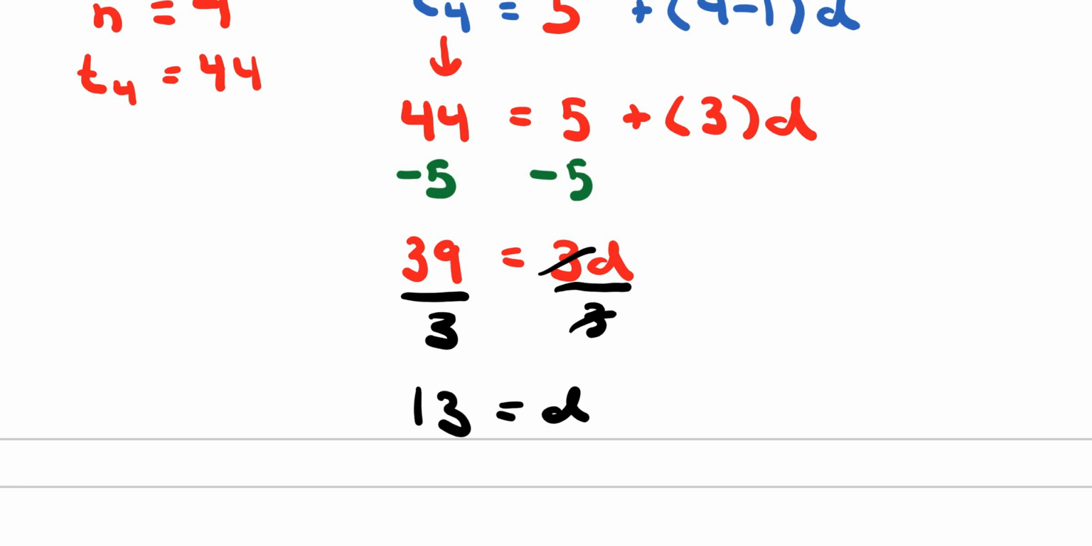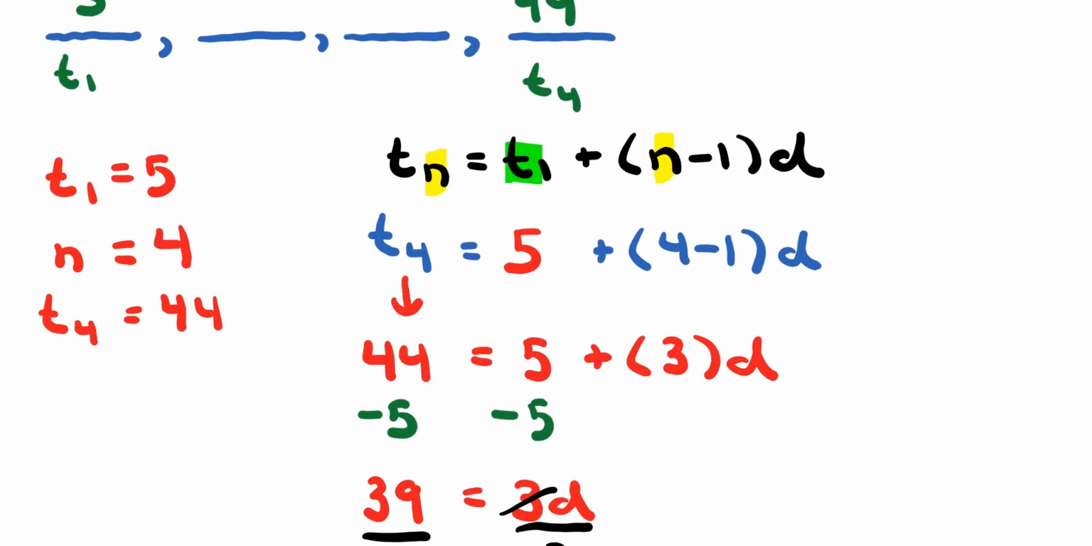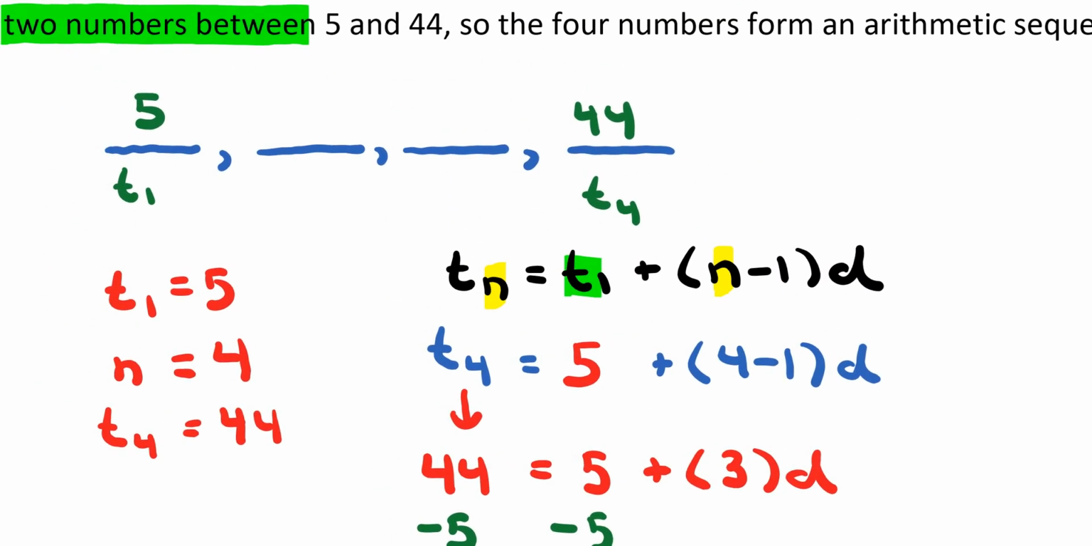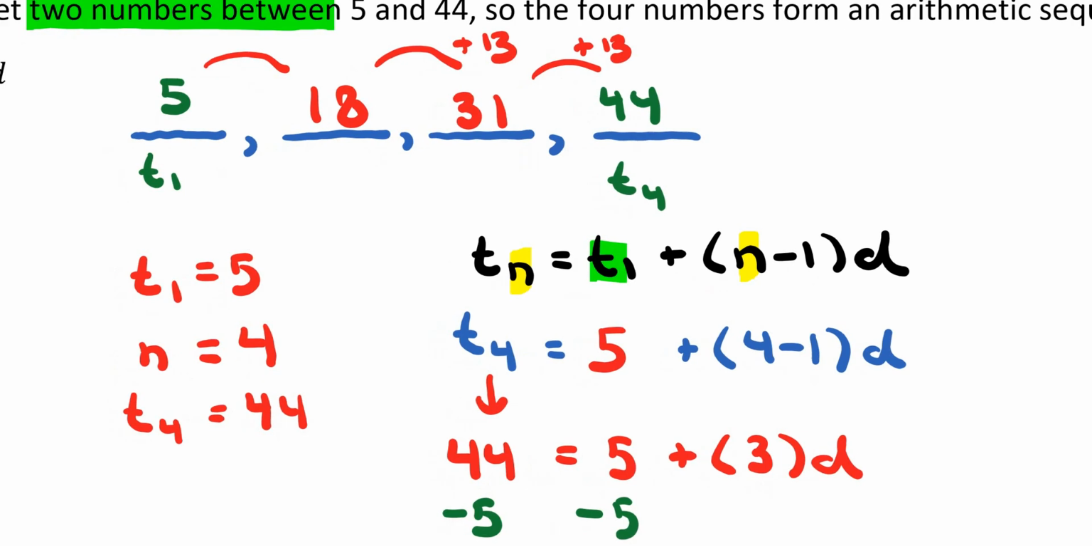Okay, if I go back to my sequence now, and now that I know my common difference is 13, we can just add 13 over here. So 5 plus 13 would give me 18. And if I add another 13 here, 18 plus 13 is going to be 31. And if I add 13 there, we do get 44. So that looks correct right there. That's an arithmetic sequence with a common difference of 13.